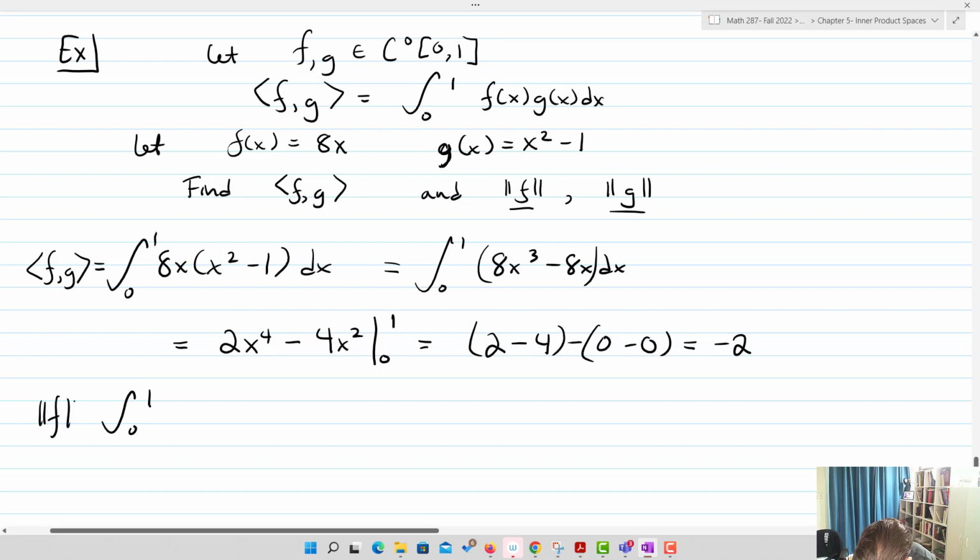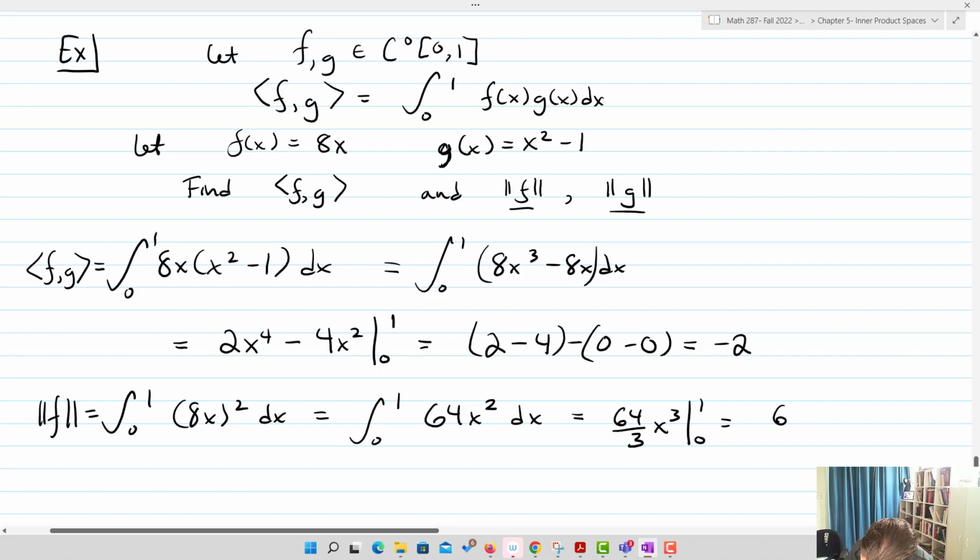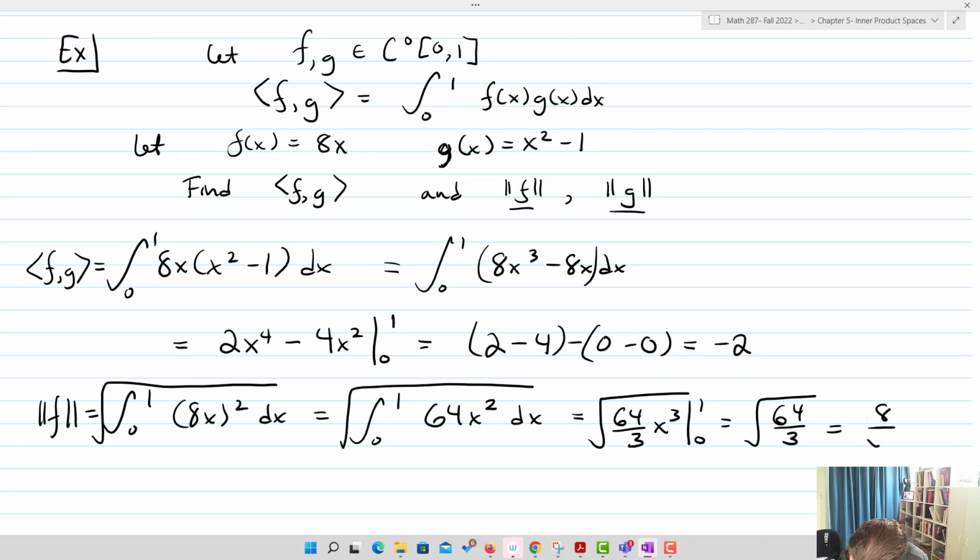So the magnitude of f is going to equal the integral from 0 to 1 of (8x) squared dx. And that'll equal then the integral from 0 to 1 of 64x squared dx, which equals 64 over 3 x cubed, evaluated from 0 to 1. And then we can see that that's just 64 over 3. And there's our first magnitude. Oh, but wait. I forgot. We do actually have to take the square root. It's going to be the square root of all of these ones. So this ends up being 8 over the square root of 3. Okay, and that's my magnitude.